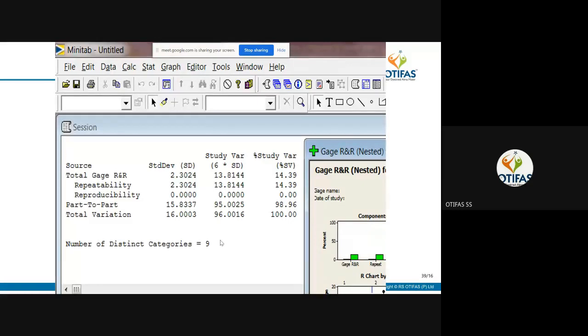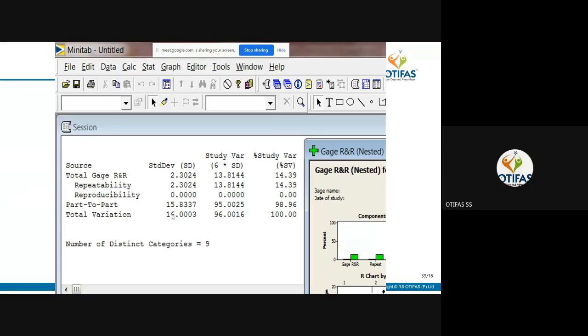NDC tells you the number of distinct categories, which should be more than 5. Sometimes it goes to 600, 700 also, but the condition is that it should be more than 5. Understood? So there are two conditions to accept MSA. Now, if these two conditions are met, what can we say about this measurement system? We can say this measurement system is validated. That means we can rely on the measurements taken from this system.